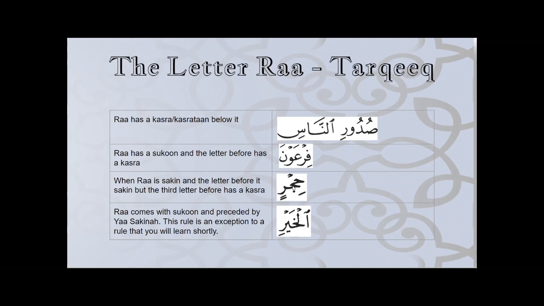We look at the letter before. The jim is also sakin. We look at the letter before. The third letter before has a kasra. Therefore, this ra is pronounced light. This is hijr.